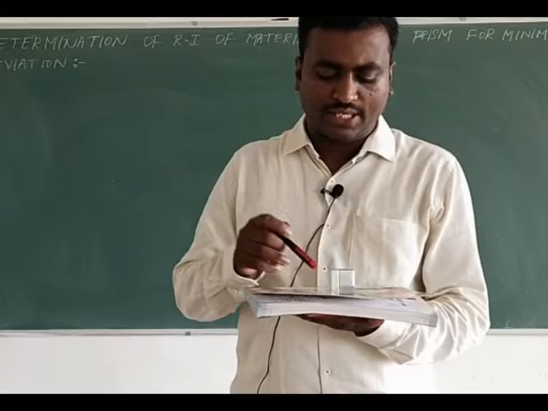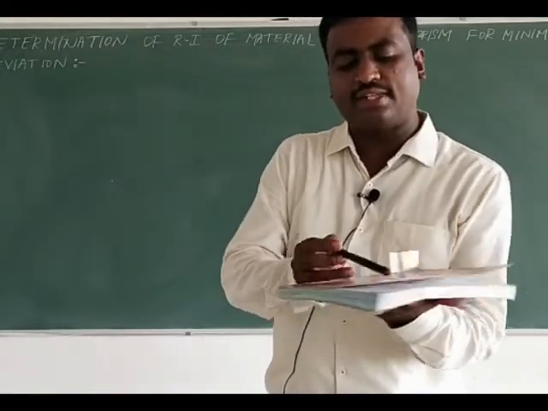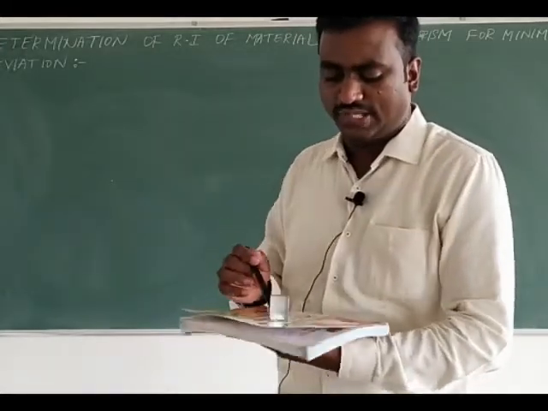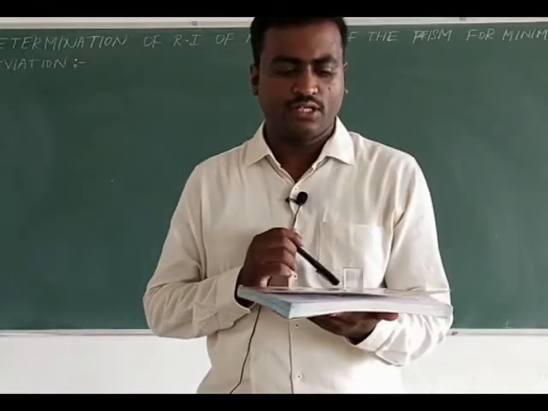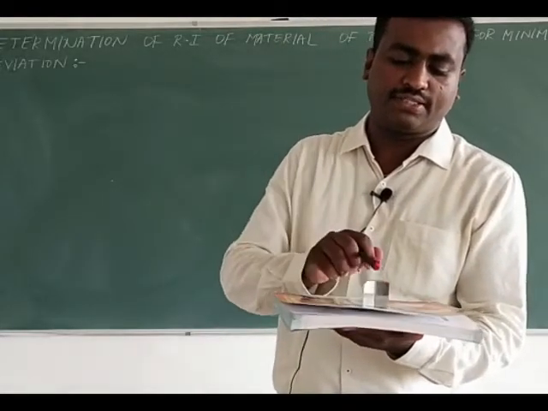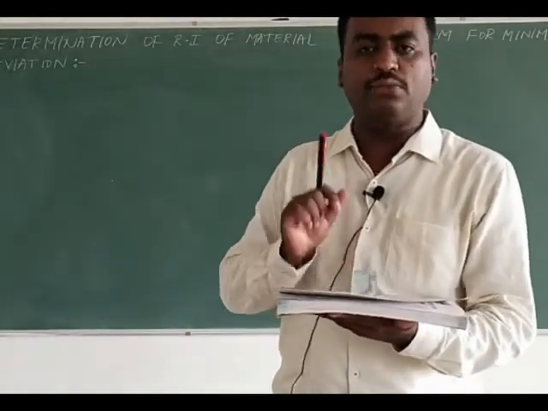Here the 3 rectangular surfaces mean this is one surface, here is the second, and here is the third one. So these 3 are rectangular surfaces. The 2 triangles are the upper side one triangle and the lower side another triangle. These 2 triangles are parallel to each other.